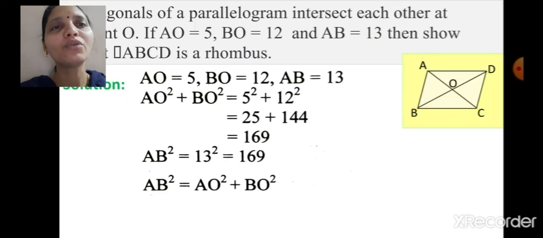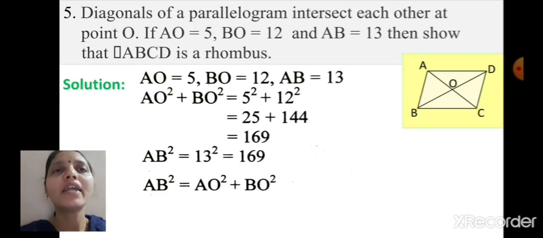Now let's move on to the next question. Diagonals of a parallelogram intersect each other at point O. If AO is equal to 5, BO is equal to 12 and AB is equal to 13, then show that quadrilateral ABCD is a rhombus.